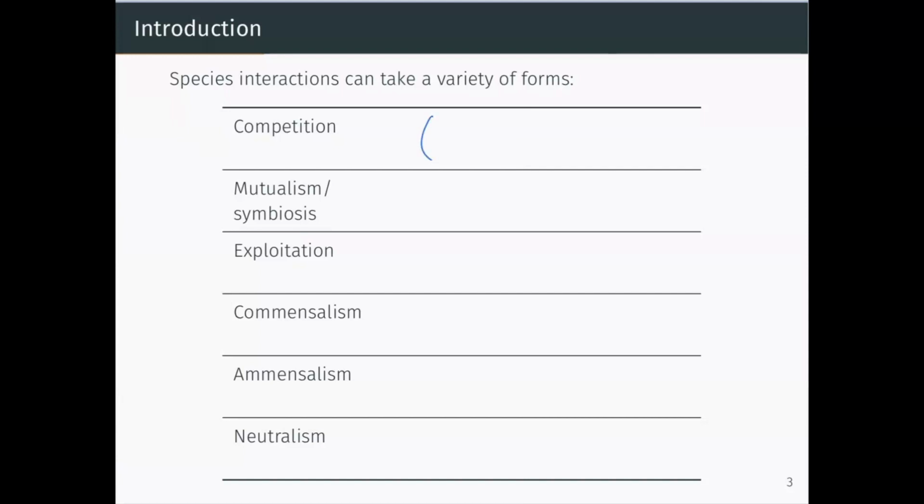So if we think about competition, imagine we've got two species that are competing for resources, say, then because they're in competition, they're both going to have a negative interaction on each other. In other words, they both reduce each other's population growth. If we then contrast this with mutualism or symbiosis, in this case, both have a positive effect on each other's population growth. So an example of mutualism might be, say, plants and their pollinators. They both benefit from this association.